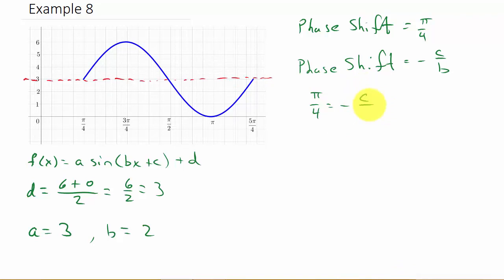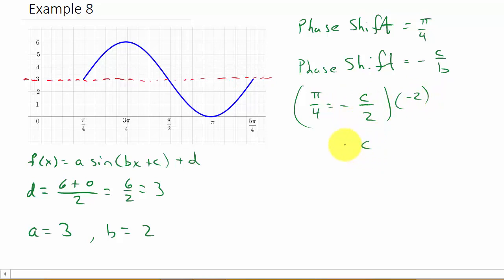and b is what? 2. So if we multiply this by negative 2, that's going to cancel the 2 out, make this a positive in front of the c. We know c is equal to negative pi over 2. So there's c. So we have everything. We've got a, d, b, and c. So we just plug everything in.